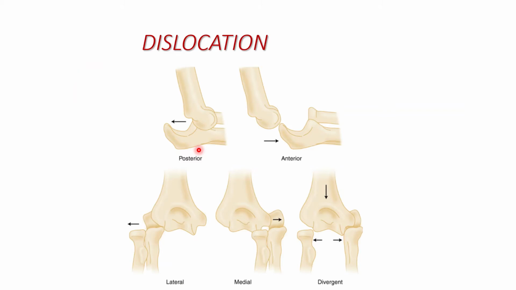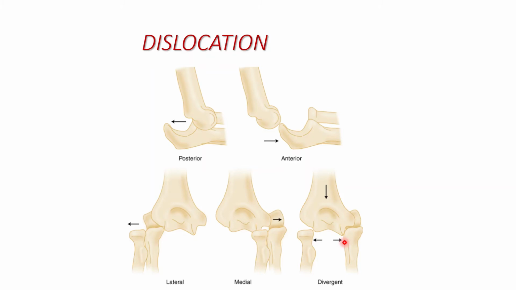When we talk about the dislocation of the elbow, there are many types, like the posterior dislocation, the anterior dislocation, the lateral, the medial and the divergent dislocation. The commonest dislocation of the elbow is the posterior dislocation, where the distal fragment, that is the lower portion of the joint, is displaced posteriorly. In the divergent dislocation, we can make out the divergence of both the radius and ulna. This dislocation of the elbow is commonly seen in adults. Occasionally it may be associated with a fracture of the coronoid process as well.